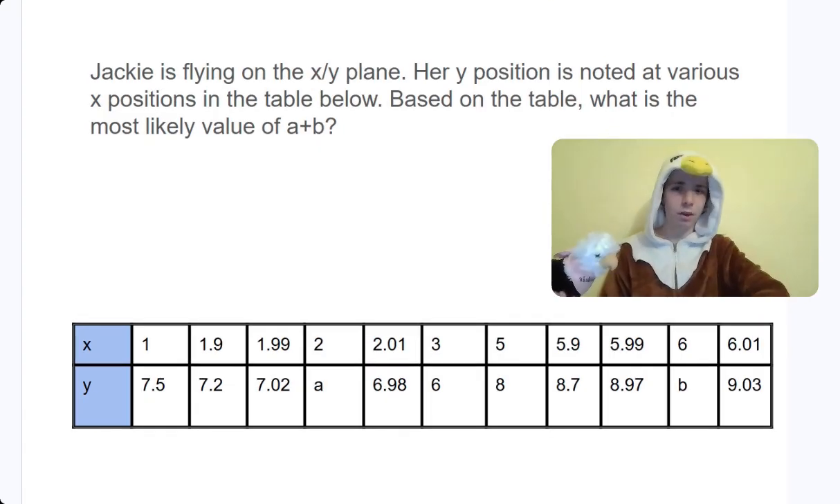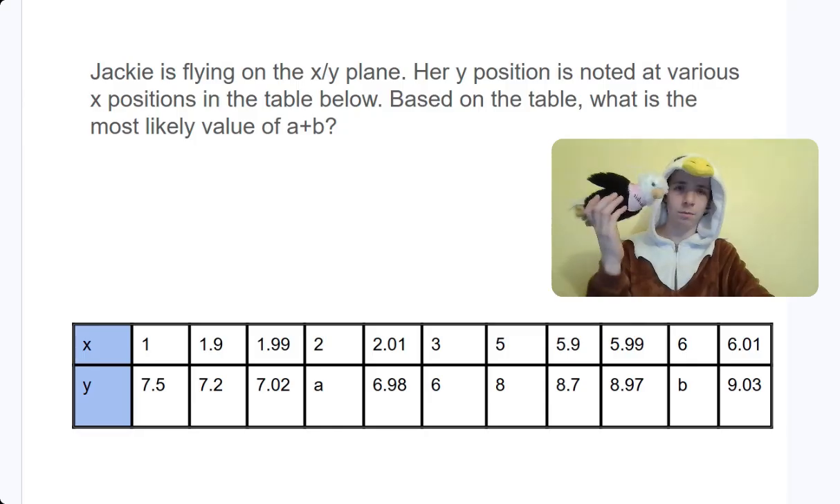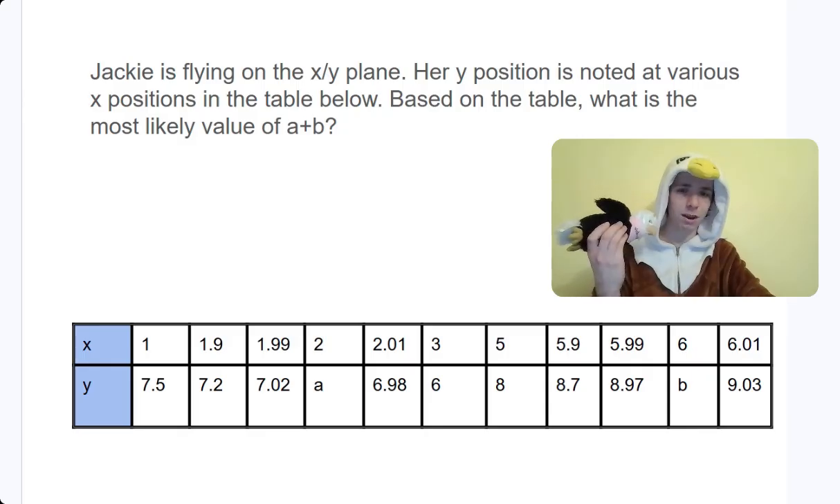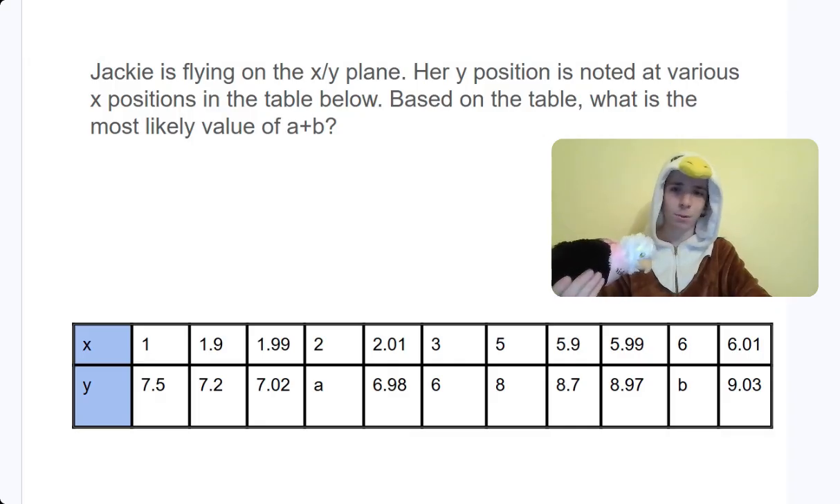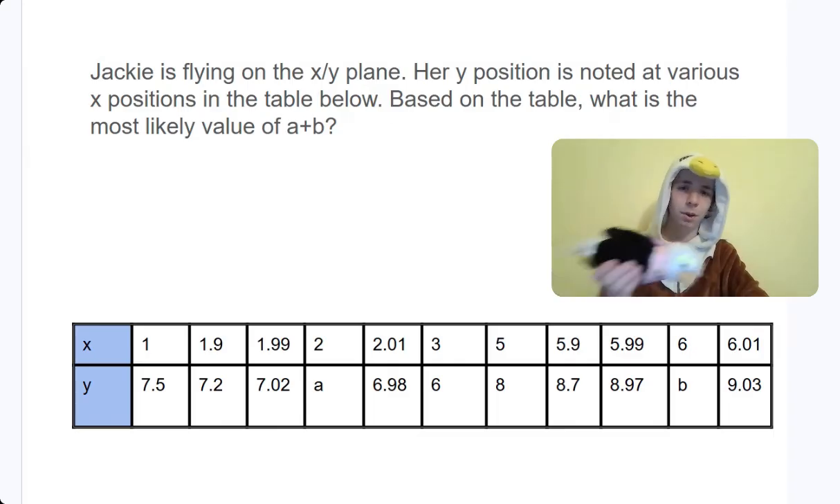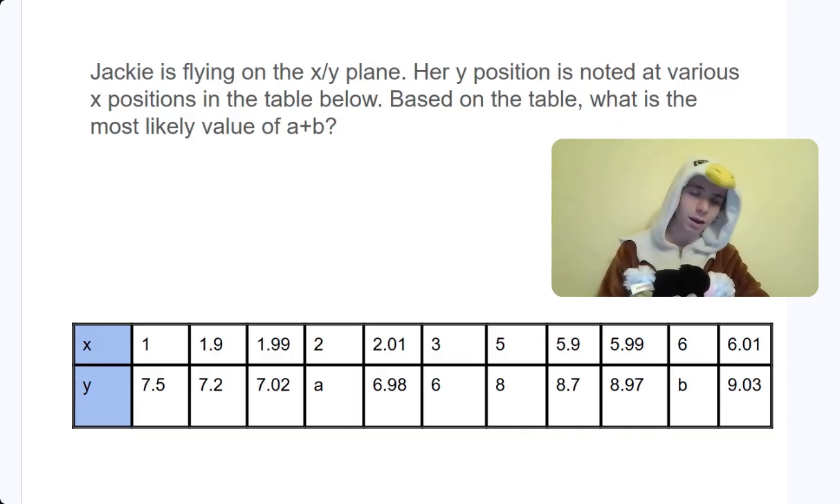So if we look at this table below, at x equals 1, Jackie is around 7.5, and she's sort of flying along, and we're getting 1.9, 1.99, really close to 2. And you'll notice it's getting pretty close to 7. And also, it's getting pretty close to 7 from the other side. We have 6.98, as it's getting really close to 2 from the other side. So it could be a reasonable guess to say that A equals 7.